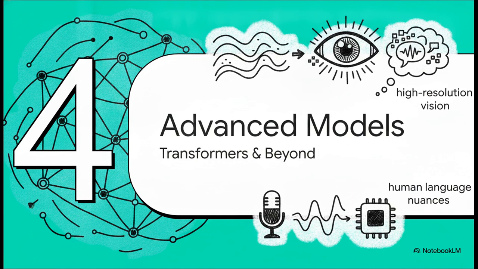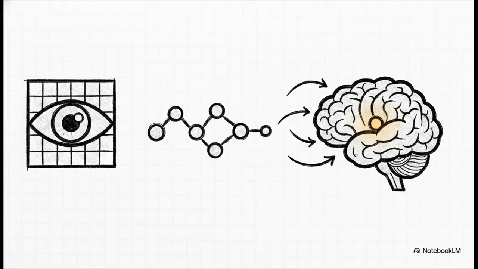Moving on to Section 4, Transformers and Advanced Models. Let's look at how researchers have leveled up these networks to handle highly complex data. Because while standard networks are great, they definitely struggle with things like high-resolution images or the super subtle nuances of human language. And this is where advanced architectures come into play.